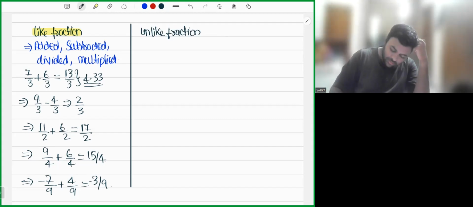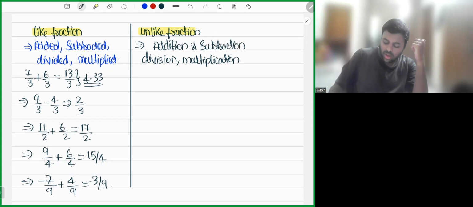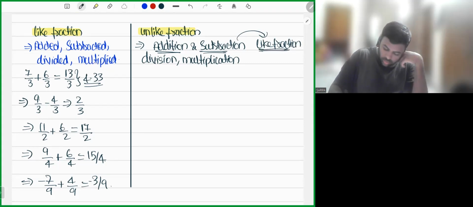Now coming to unlike fractions. For unlike fractions, only division and multiplication can be done. Addition and subtraction cannot be done directly for unlike fractions. However, if you want to do addition and subtraction, you can convert them into numbers and do it, there is no issue. Or you have to convert them into like fractions. Sir, you said you can convert them into numbers and do it. Yes, I'll tell you that.